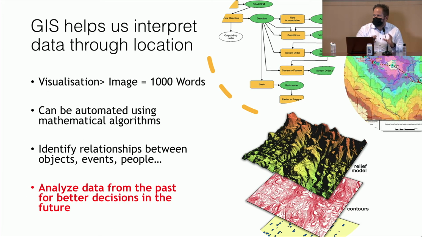So if we summarize about the geodata and GIS, we can say that visualization is the primary idea of why to use it. But it can also be used by automated mathematical algorithms to calculate new data, to identify relationships between objects and people and relationships between certain events. And all in all, we analyze the data of the past and visualize it to make better decisions in the future.